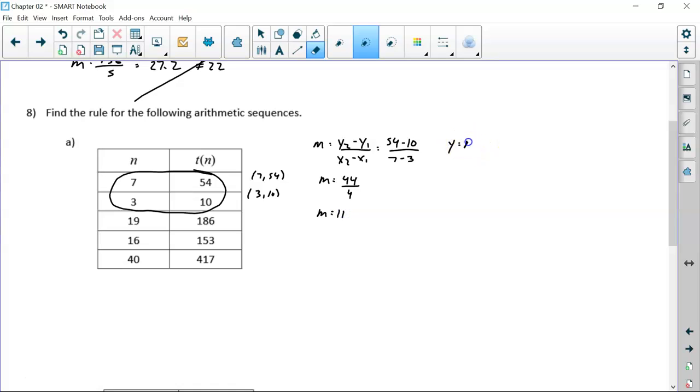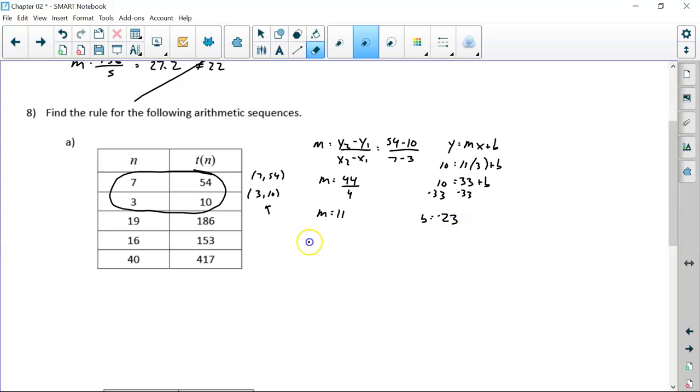We need to find that y-intercept now. y equals mx plus b. I'm going to use the second point, the 3, 10. Doesn't matter which point you use. You could use any of the points on this graph. So 10 equals 11 times 3 plus b. 10 equals 33 plus b. Subtract 33 from both sides. So b equals negative 23.